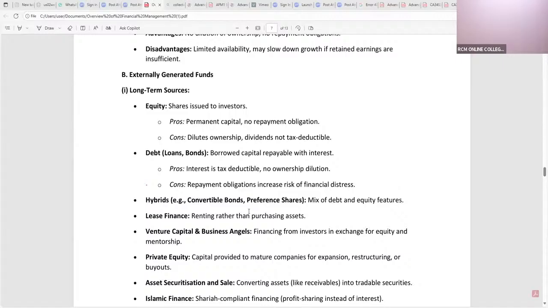It works magic. And then remember, when I lease, I will be able to get tax advantages, especially if I've leased business premises. I'll be able to get that as a big advantage.